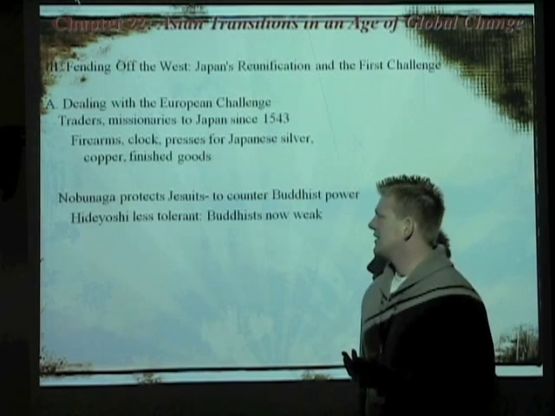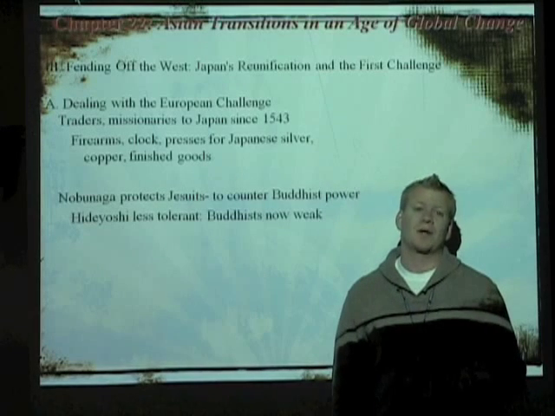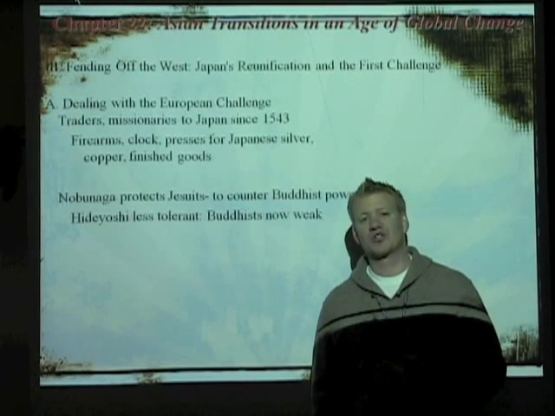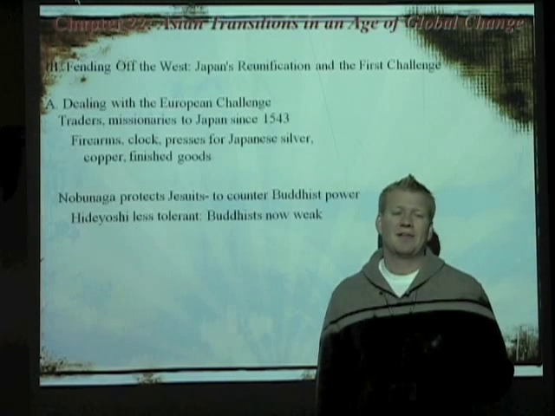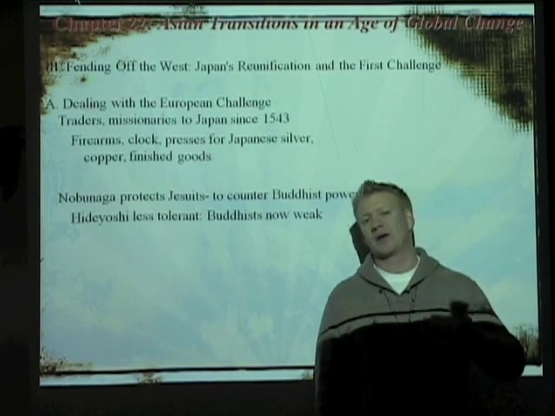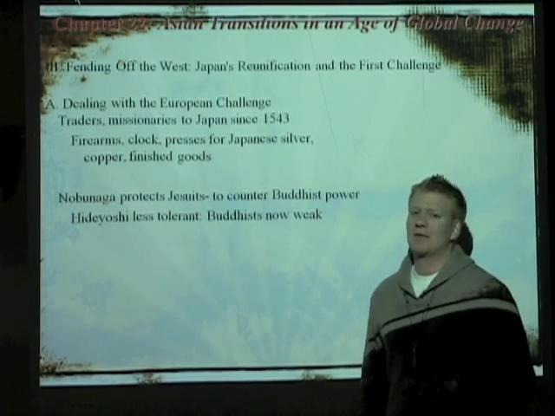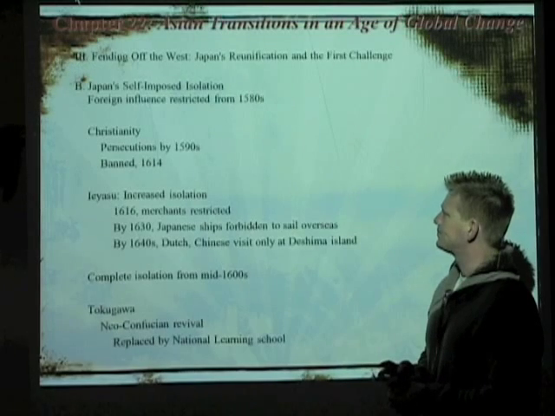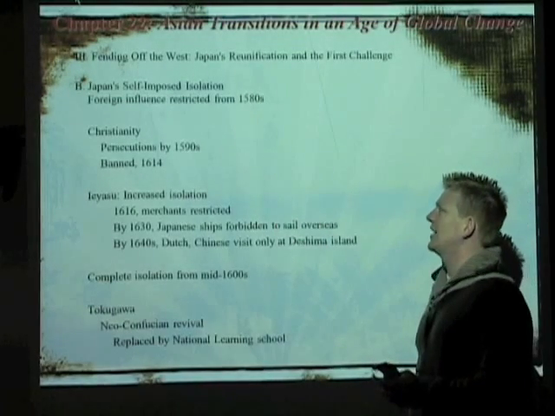Hideyoshi is less tolerant for a couple reasons. One, the Buddhists were starting to become weak, so there was no need for major conversions. And also the Japanese were very hesitant towards the Europeans and their control because they've seen what other areas they've taken over, and they don't want that to happen to themselves. And so they're going to limit them to one port in Japan. So you have Japan's self-imposed isolation.